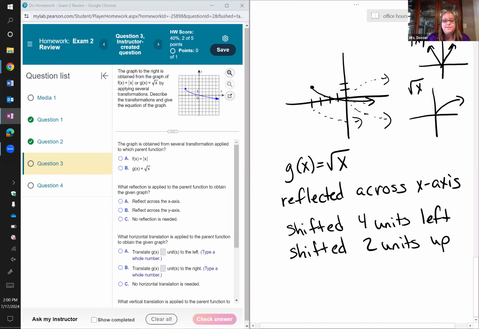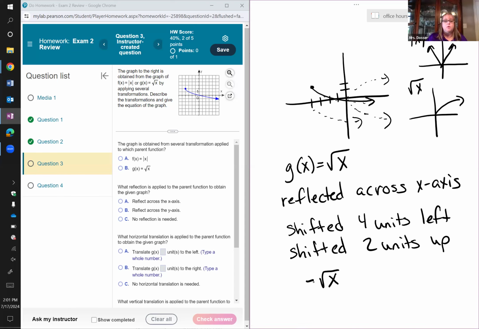So now we just need to come up with the equation that created that graph. We know it's going to be a variation of the square root of x, which was our parent function. Now, reflecting is accomplished by multiplying by a negative. If we multiply by a negative on the inside of the function, it reflects it across the y-axis. If we multiply on the outside of the function, it reflects it down across the x-axis. And that's what we did here. We reflected across the x-axis, which means we multiply by a negative on the outside of the function. So we're going to have the negative square root of x to accomplish that reflection.